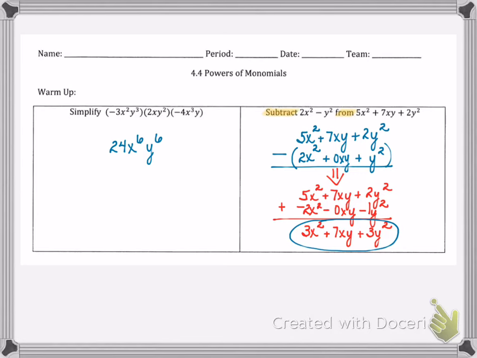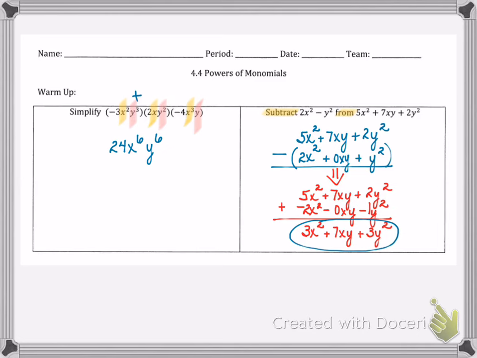So taking a look at the first warm-up question, we've got a simplify problem all with multiplication. Just a quick reminder that you are going to add the exponents when you multiply. Our coefficients, -3 times 2 times -4, give us 24, and x squared plus x to the first plus x to the third give us x to the sixth, and our y's, y to the third, y squared, and y to the first give us y to the sixth.